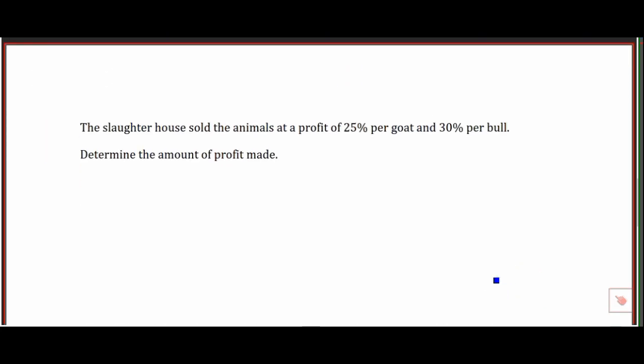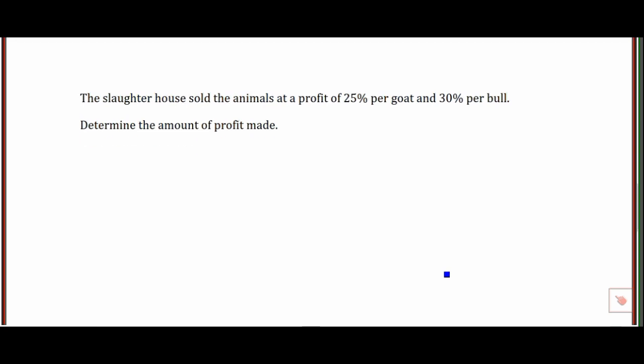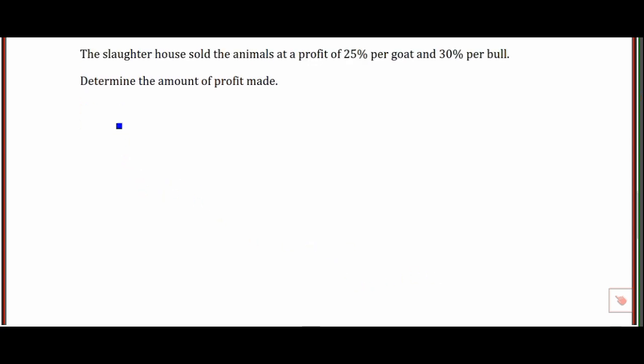Let's proceed. The next question is asking: the slaughterhouse sold the animals at a profit of 25% per goat and 30% per bull. Determine the amount of the profit made. So this is how we go about that question. We were told that one goat was bought at 1,200 shillings. That is before. Now, per goat was sold at a profit of 25%.